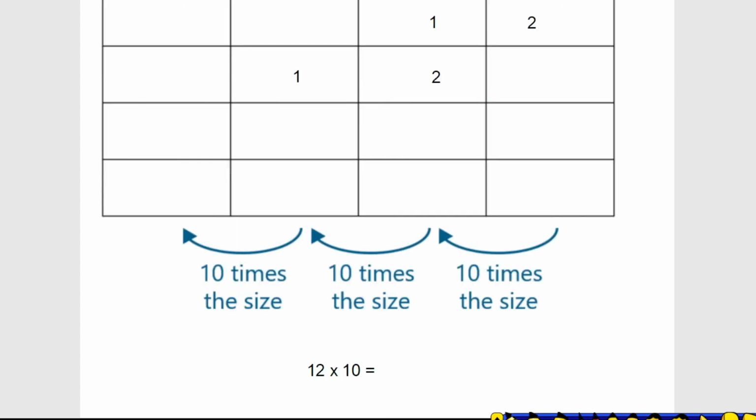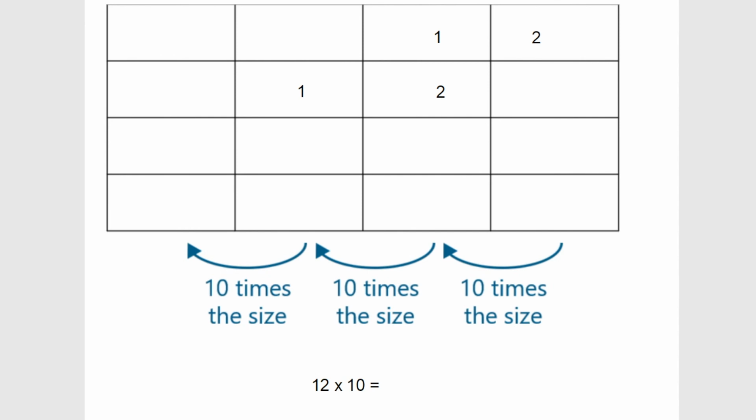Oh yes, we've taken away the headings. My 1 ten became 10 times bigger and has moved to the hundreds. My 2 ones became 10 times bigger and moved to the tens. Oh, we need to add the 0. There. I can see very clearly that 120 is 10 times bigger than 12.